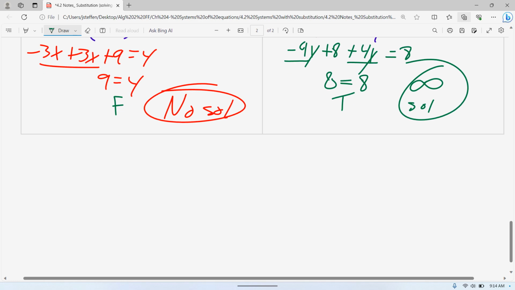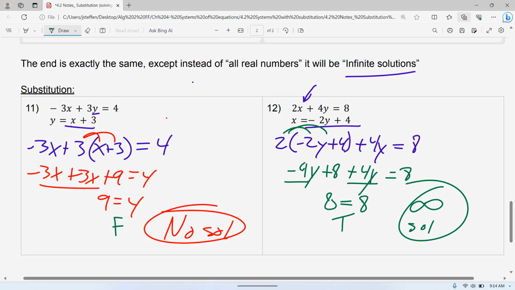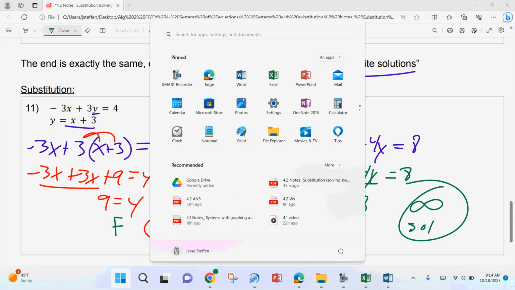Any questions on that? Now, again, I understand number 11 and 12 are a little bit different, but I can't stress enough that they're the same thing we've always done, where when all of our variables cancel, we know a red flag should go up. Okay. If you have any questions, obviously let me know.